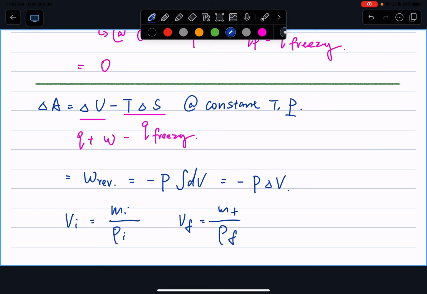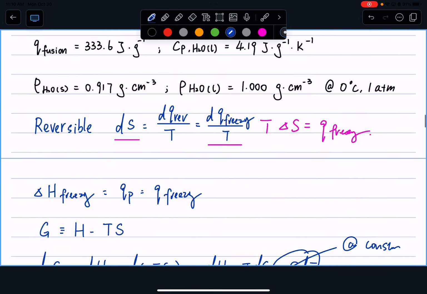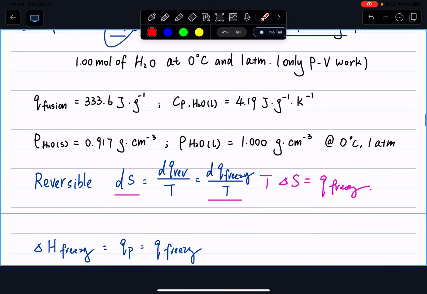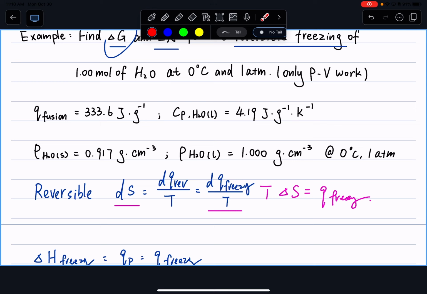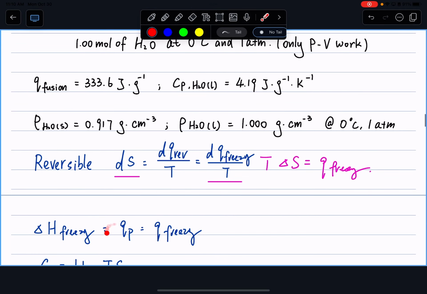But the take-home message here is just read the question and know what things to use, right? For example, here, just because we know it is a reversible process, we have dS equals dQ reversible over T. And at constant pressure, we have delta H equals Q for this process. All right? Any questions before we move on from this problem? Nope? Okay, sounds good.